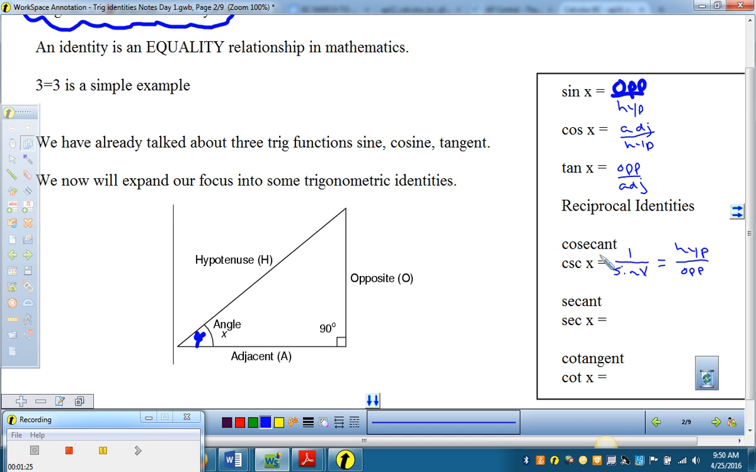So, remember, cosecant is 1 over sine. Secant is 1 over cosine. And so on the triangle, that would be 1 over what? Hypotenuse over adjacent. Very nice. And then cotangent is 1 over tangent. Adjacent over opposite.